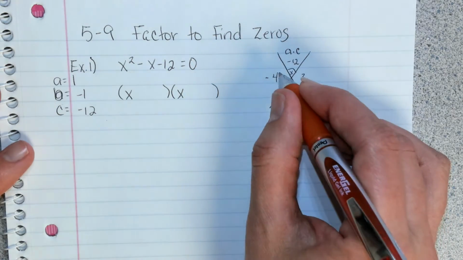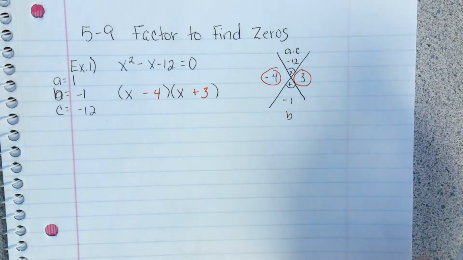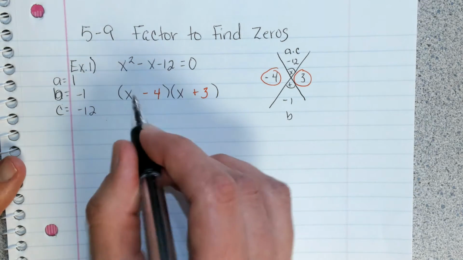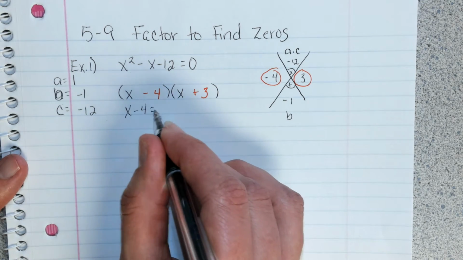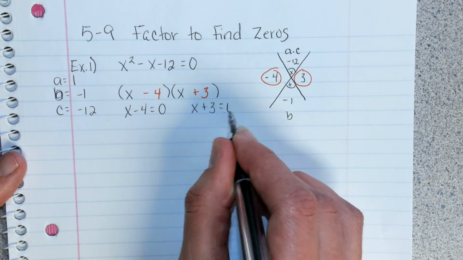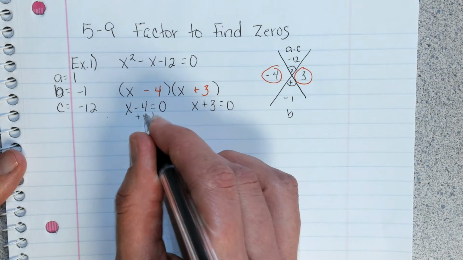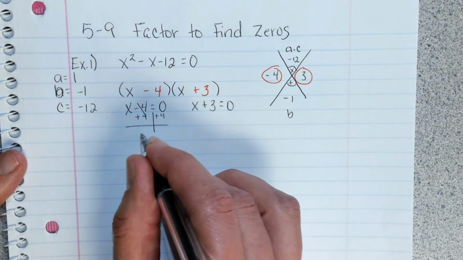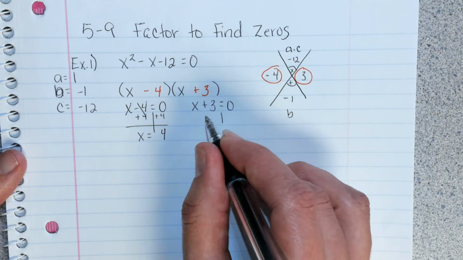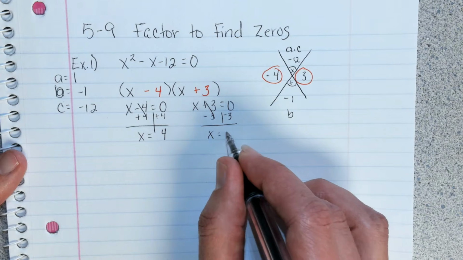So these two go right here. So we've already done this so far. The one thing we haven't done is found the zeros. And the way we find the zeros is we take each part and we set it equal to 0 and solve it as a one-step equation. So to undo -4, we add 4. And here we get x is 4. On this side, to undo +3, we subtract 3. And we get x is -3.